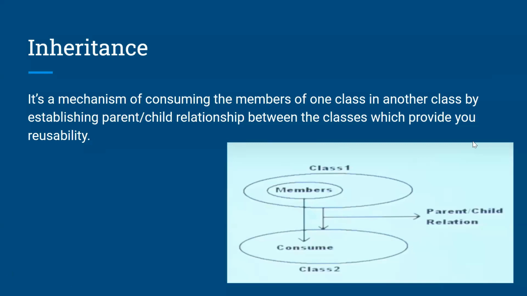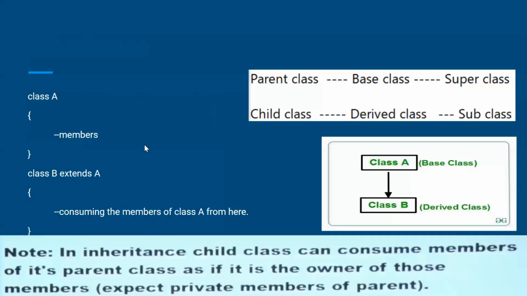Now you can see I already have class A and class B. Just focus on that. Class A has some members. Members are nothing but data members or member functions. Data members are variables, and a member function is nothing but a method.